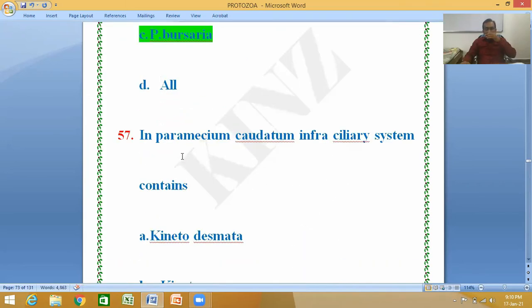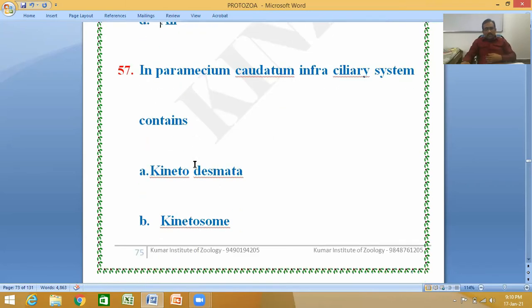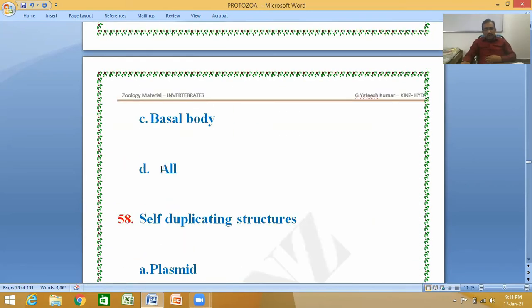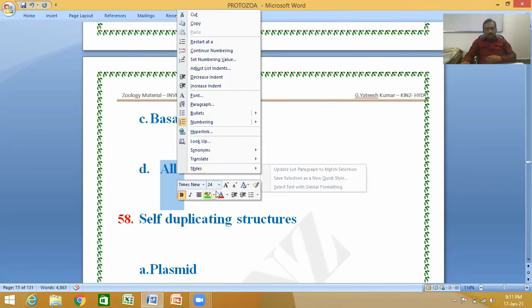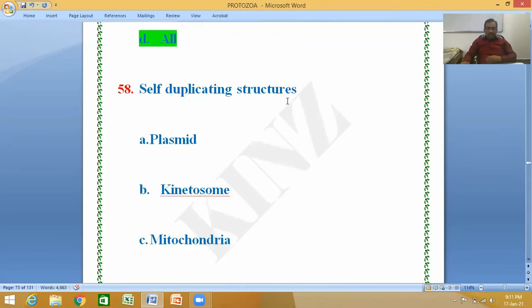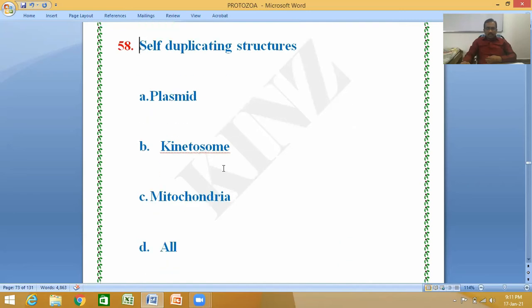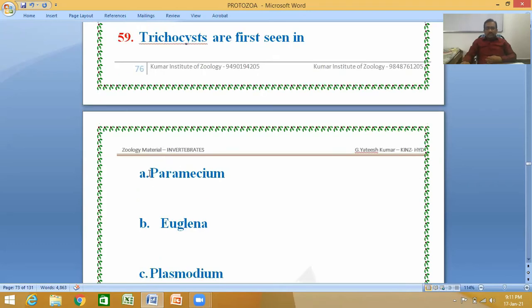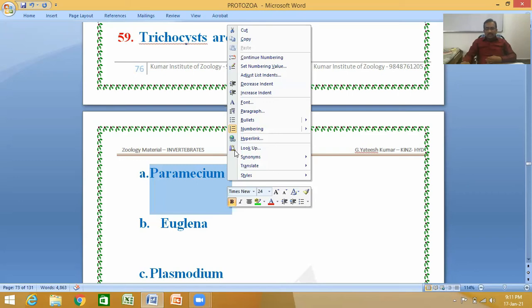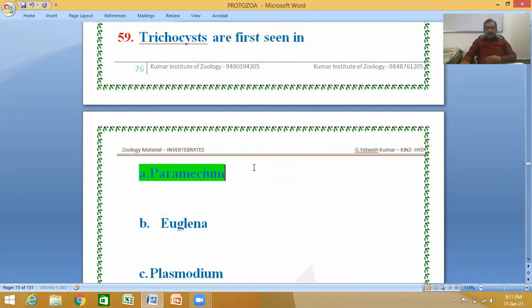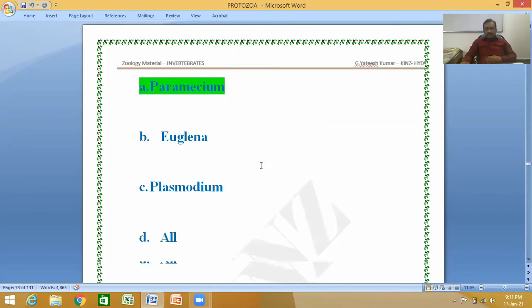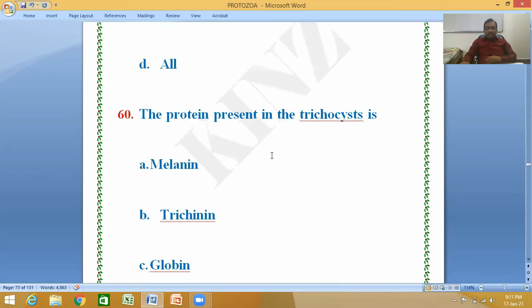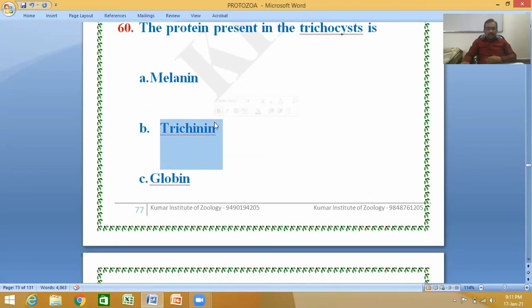In Paramecium caudatum, the infraciliary system contains kinetodesmata, kinetosome, basal body. All are correct. Self-duplicating structures: plasmids, kinetosome, mitochondria. Option D is the right answer. Trichocysts are first seen in Paramecium. Ellis was the scientist who first observed the trichocyst in Paramecium. The protein present in the trichocyst is trichin, as the name itself suggests.